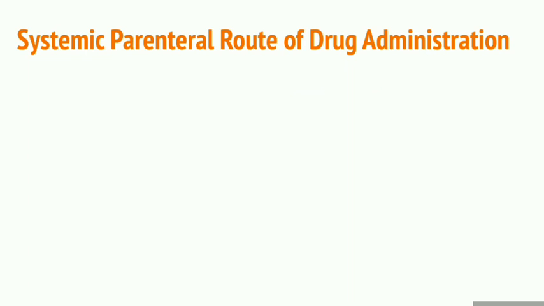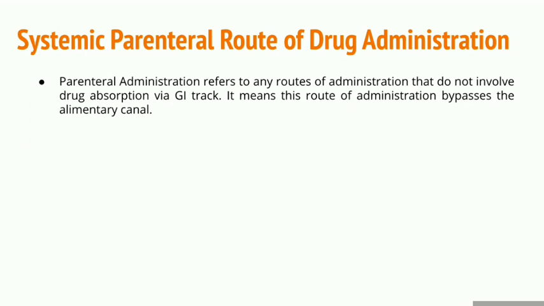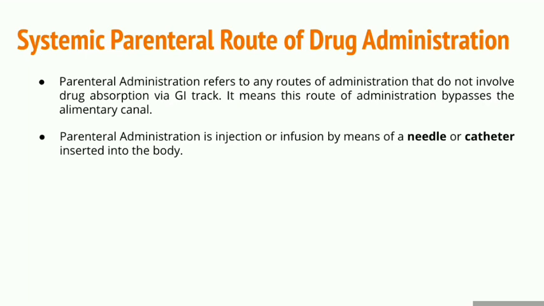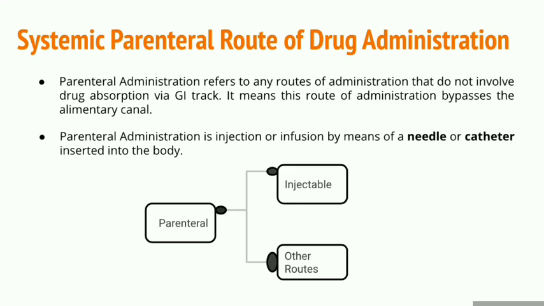Now the systemic parenteral route of drug administration. This is the second subdivision of systemic route of drug administration. The first one was oral and the second one is parenteral route of drug administration. It refers to any route of administration that does not involve drug absorption via gastrointestinal tract. It means this route of administration bypasses the alimentary canal. So the drug is directly introduced into the mucosa or directly into the blood circulation. Parenteral administration is injection or infusion by means of a needle or catheter inserted into the body. This is subdivided into the injectables and other routes.